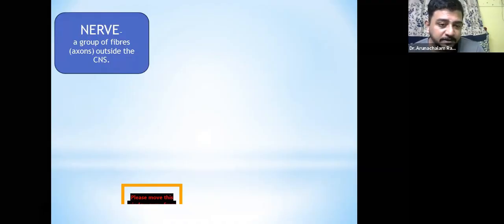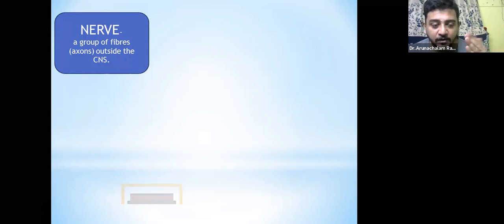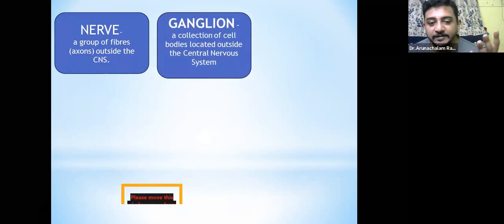When I say the terminology nerve, it means a group of fibers outside the central nervous system. So what we should not do is say the nerve fibers pass from the right cerebral cortex to the left cerebral cortex, or that the nerve cells pass from the brain to the spinal cord. We should not use this word nerve because the classical definition of a nerve is that it is outside the central nervous system. Just for knowledge's sake, but interchangeably we are using this terminology. Not an issue. Next is the ganglion.